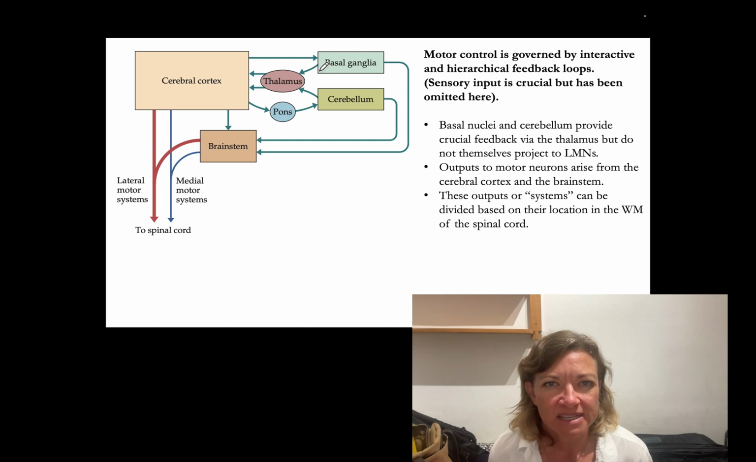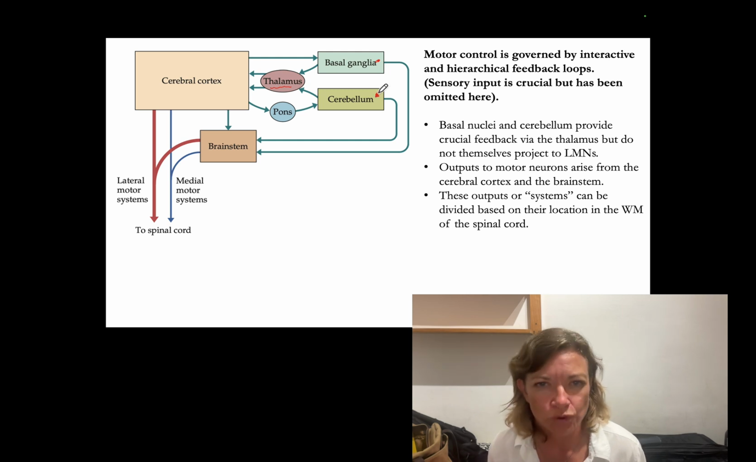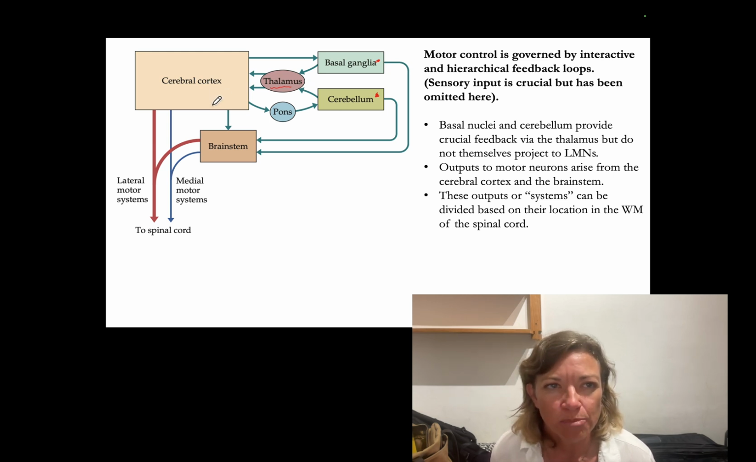So we know that the basal nuclei or basal ganglia both provide crucial feedback to primary motor cortex via the thalamus. So these two systems have indirect influence on motor control. They are not themselves connected or projecting to lower motor neurons in the spinal cord. Most of the outputs to those ventral horn neurons and interneurons arise from the cerebral cortex and from the brainstem.